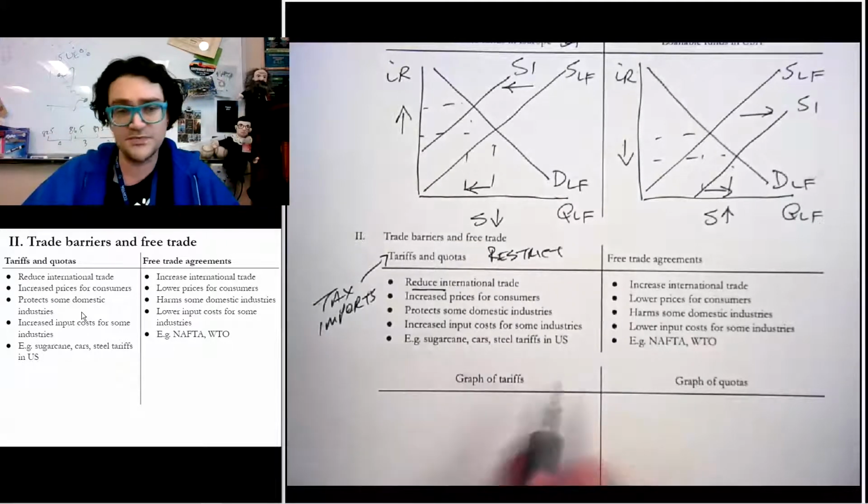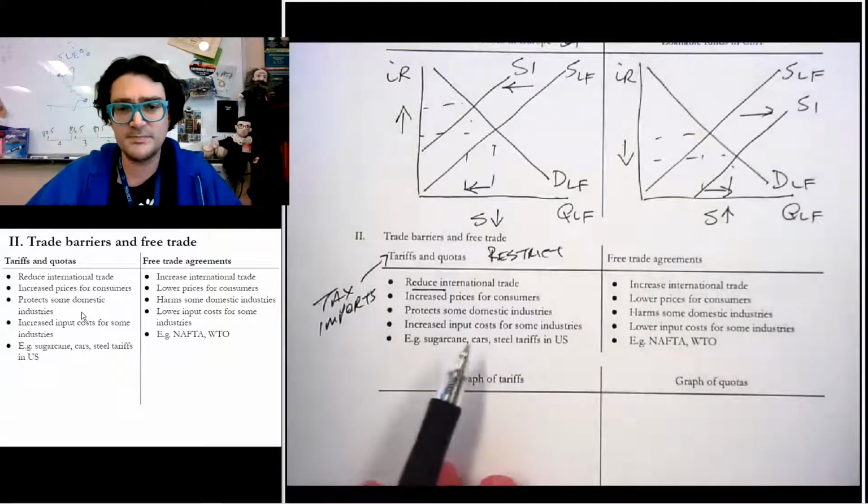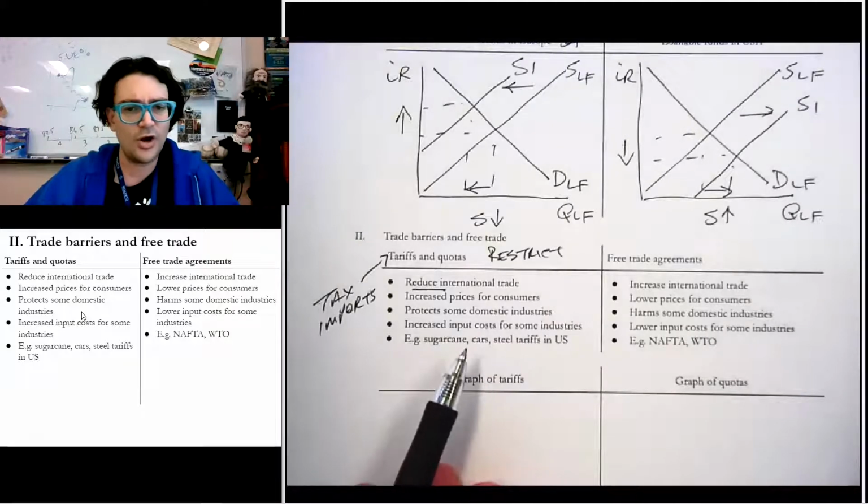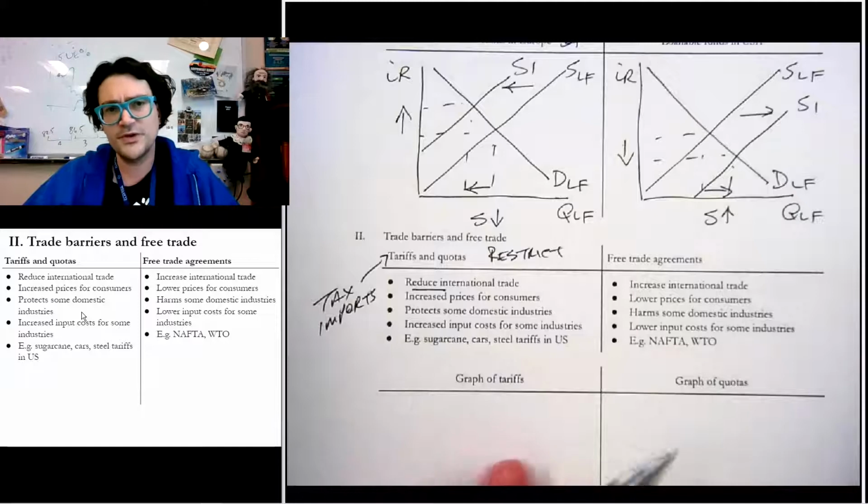There are plenty of examples of these in the United States. We have tariffs on sugarcane, on cars, on steel, a whole bunch of other things.